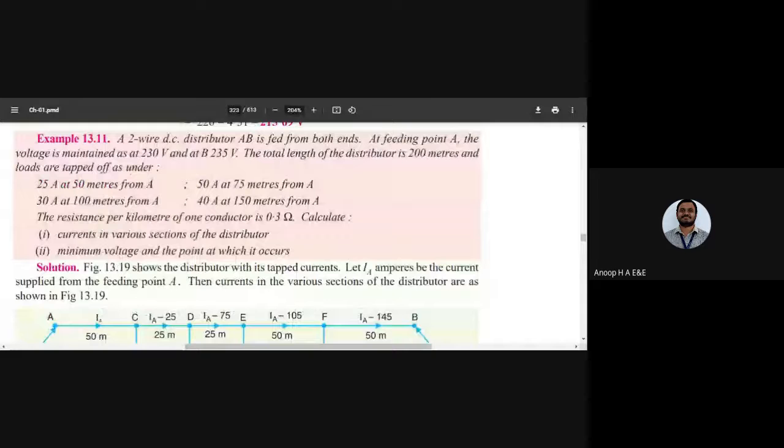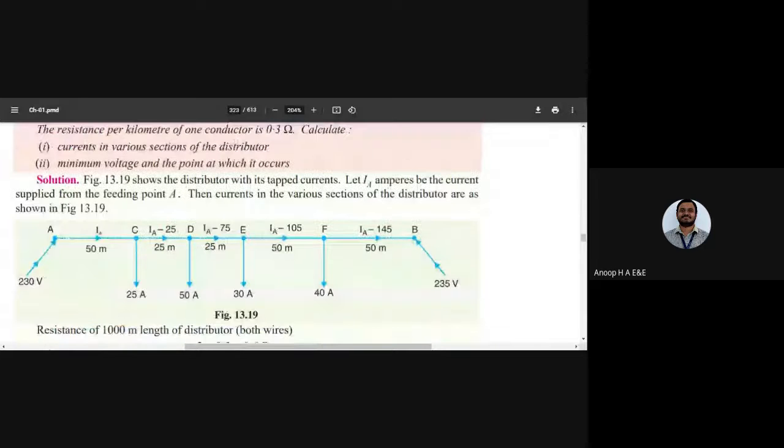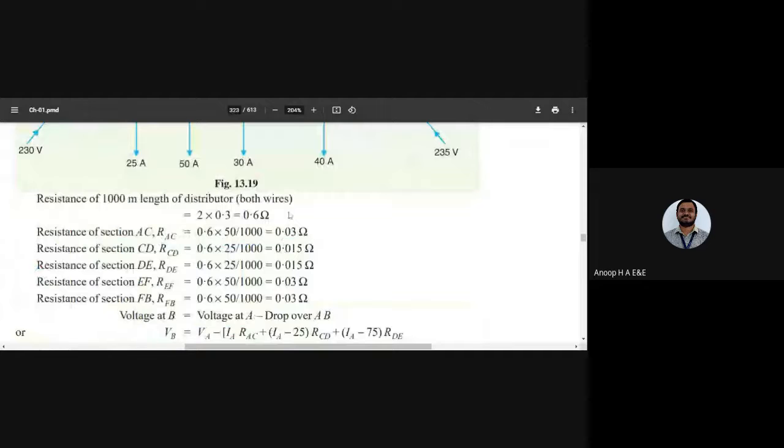So for 1 kilometer, it is 0.3. What would be the length for 200 meters? What would be the resistance for 200 meters? And at each section, what would be the resistance offered by each section of the distributor AB? That is what we are going to find out. So that is 2 into 0.3, that would be 0.6. So what do I need to find out? Each section's resistance that is given here.